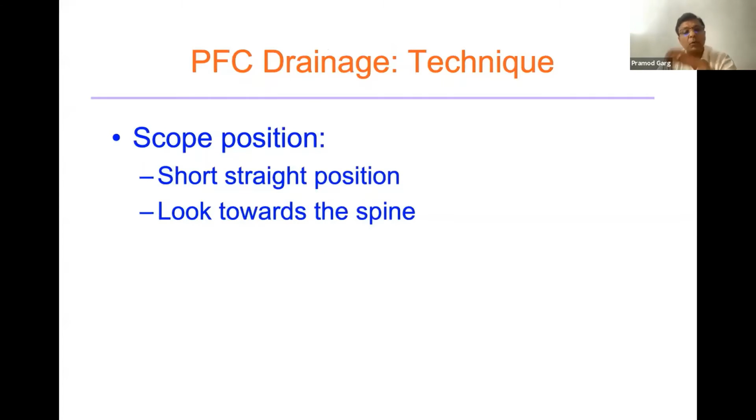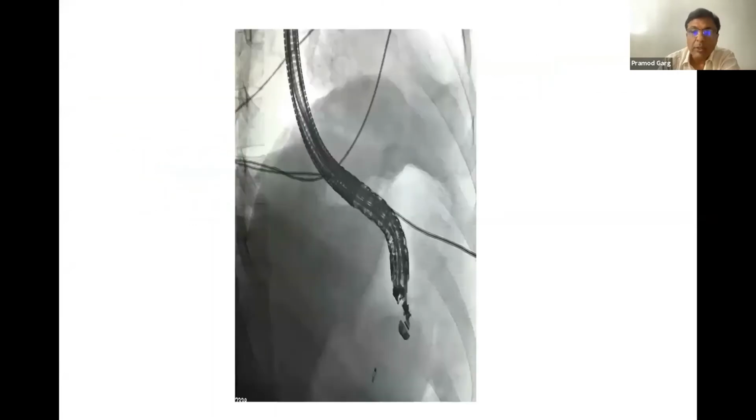Most of the time, it should be a short, straight position of the scope, and you should be looking towards the spine. That means you have to turn yourself to the right, and your scope position should be such that the transducer is facing towards the spine, so that you know you are draining a posteriorly placed cyst in the lesser sac and not an anterior cyst.